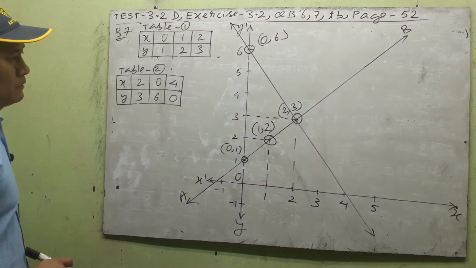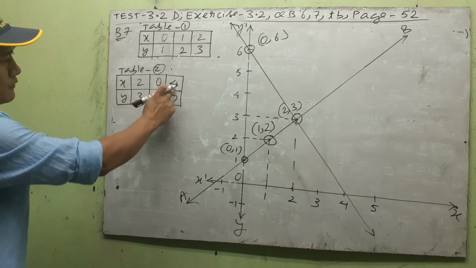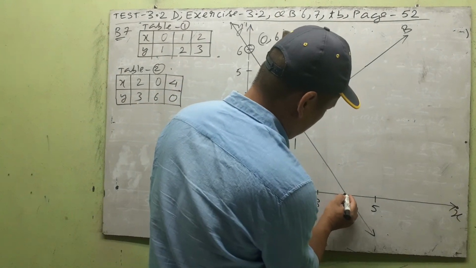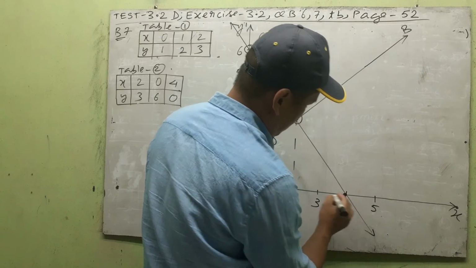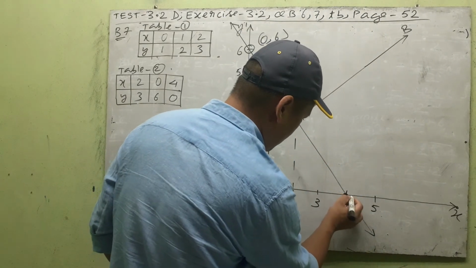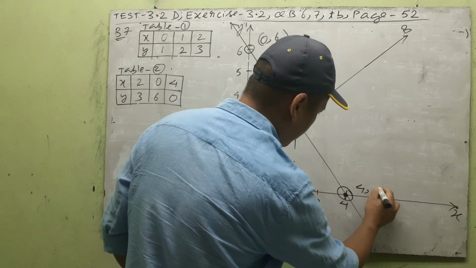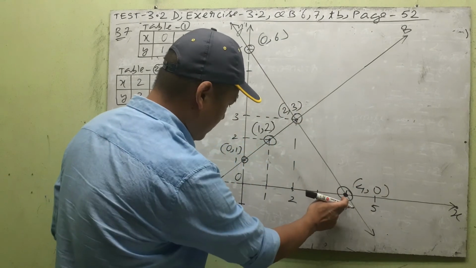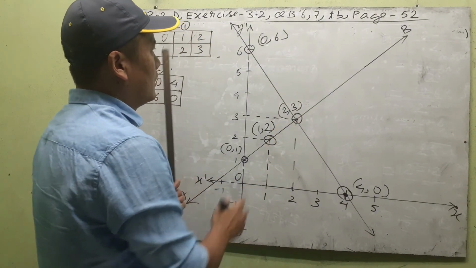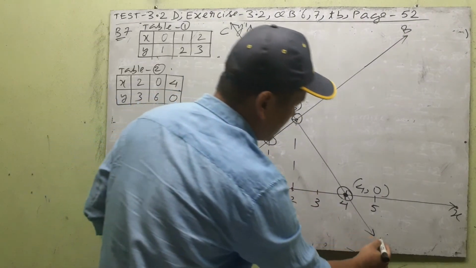Then 2 and 3, 0 and 6, then 4 and 0. So finally 4. Okay, so 4 is here. 4 and 0 is this point. X is 4, y is 0, means it's here. It won't go up. So this is the graph CD.